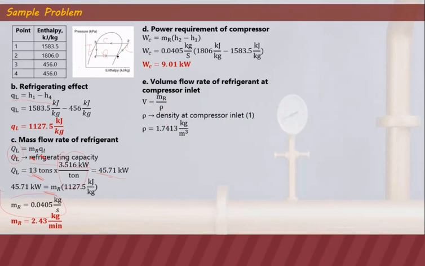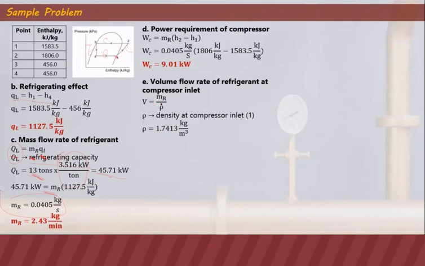The density is solved at the temperature of negative 18 degrees Celsius. Make sure that it is the saturated vapor density. So this is 1.7413 kilogram per meter cube. Again, this is the saturated vapor density at negative 18 degrees Celsius using the software, which is why we have a density of 1.7413 kilogram per meter cube.